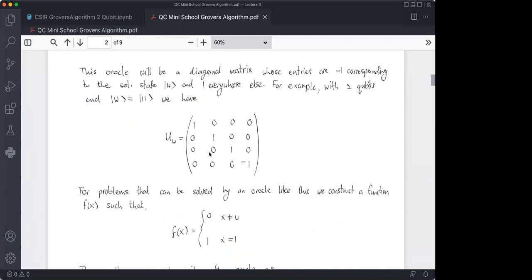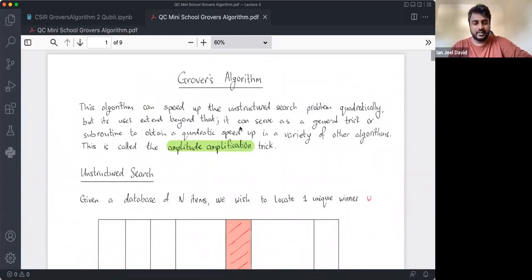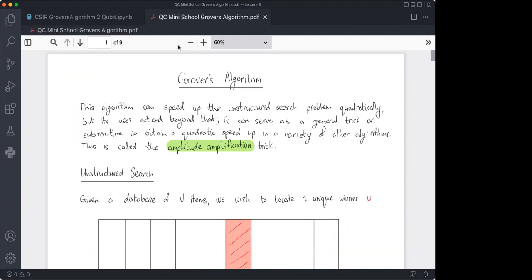Let me actually start sharing my screen. Good afternoon to everyone here, and welcome back to lecture 3 of the mini school on quantum computing, a practical introduction to quantum computing with Qiskit. As promised last week, this week I'm going to talk a little bit about Grover's search algorithm and how to implement it in Qiskit. I think most of you here might know about Grover's algorithm. It's one of the key quantum algorithms that you will study in an introductory course on quantum computing.